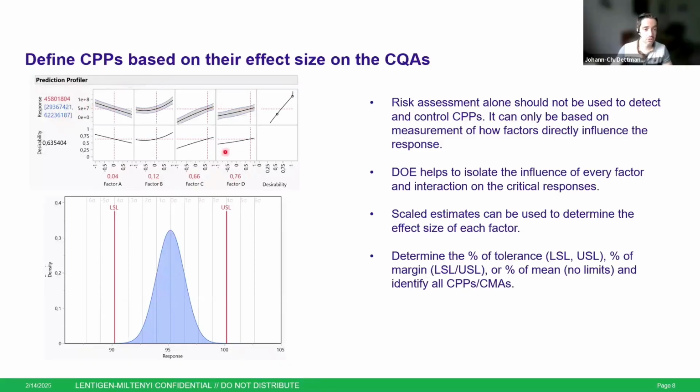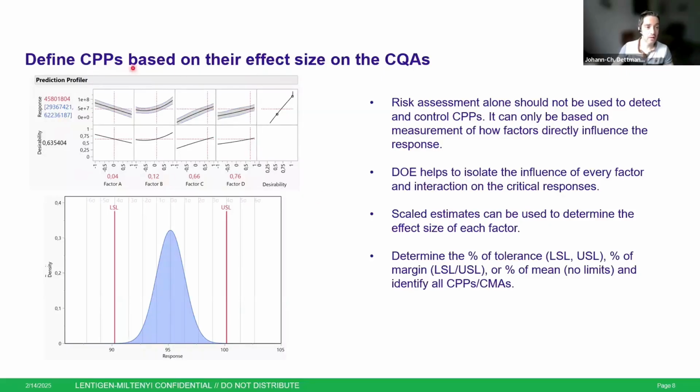And this can then be used to define our critical process parameters, because we assume that risk assessment alone should not be used to detect and control CPPs. This can only be based on measurements of how the factors directly influence the response. And DOE is here clearly the method of choice, as it really helps to isolate the influence of every factor and interaction on the critical response.